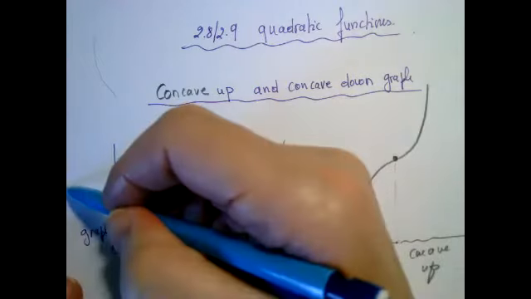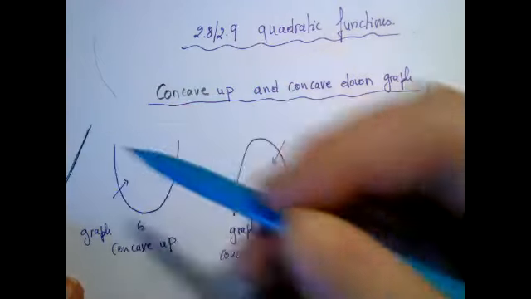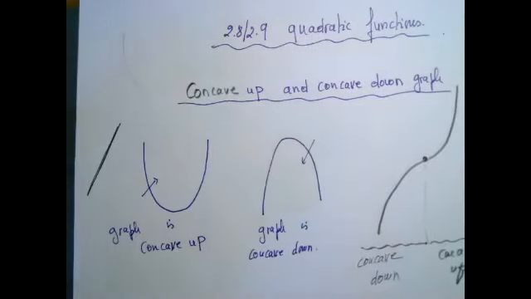So if the graph is not a line, the graph starts curving. And the way it can curve, it can either curve downward, that's concave down, or it can curve upward, that's concave up. So this is the shape of a graph.